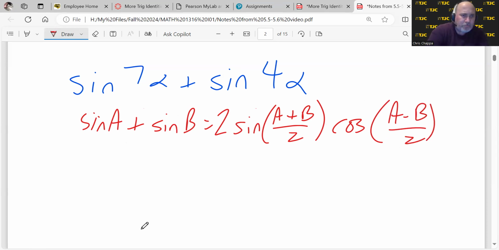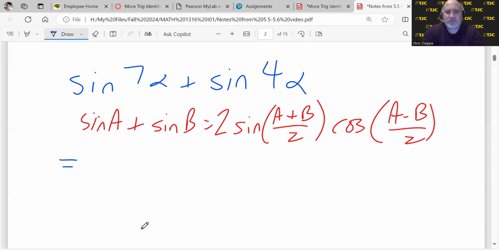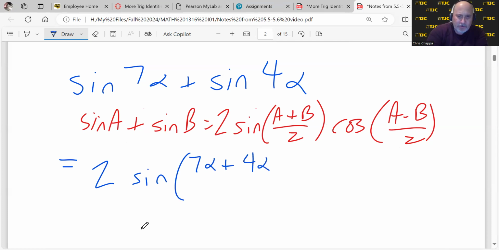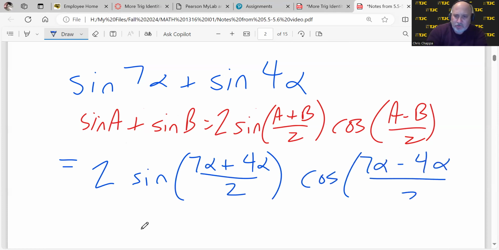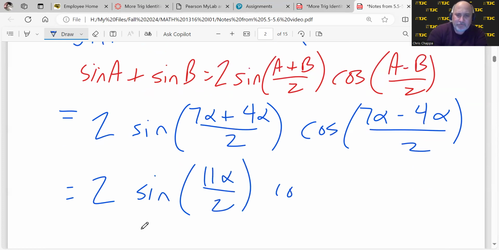So all we have to do is set up the formula, but replace the A with 7 alpha and the B with 4 alpha. So we would have 2 sine of (7 alpha plus 4 alpha) over 2 times cosine of (7 alpha minus 4 alpha) over 2. And then just simplify this as much as we can. Because the sum is an odd coefficient, 11 alpha over 2, and for the difference, 3 alpha over 2.